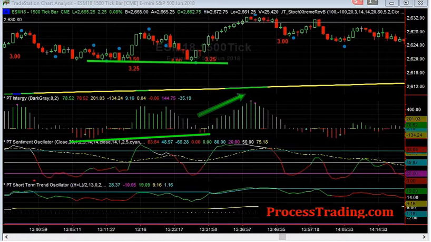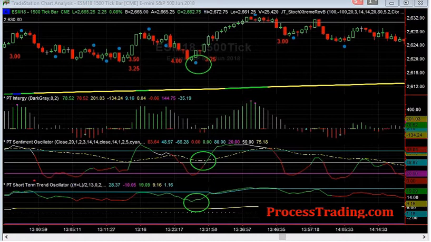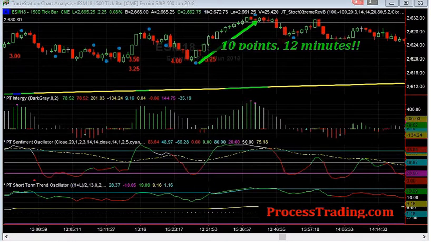Another positive divergence between price and PT Intergy. This is a pullback. The uptrend's not over. A great spot to get back in on the uptrend that you can see is confirmed by the rest of the right edge system. Trade here? Yeah, that would have been good for 10 points in about 12 minutes.